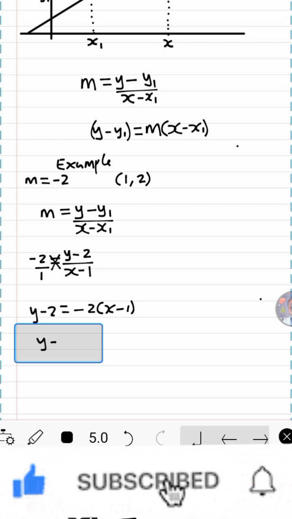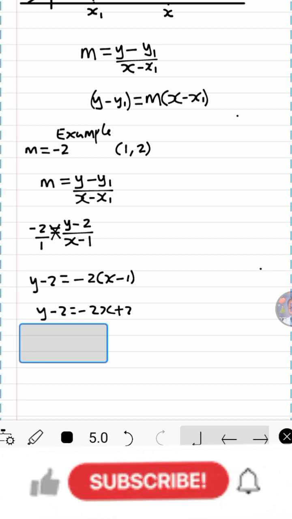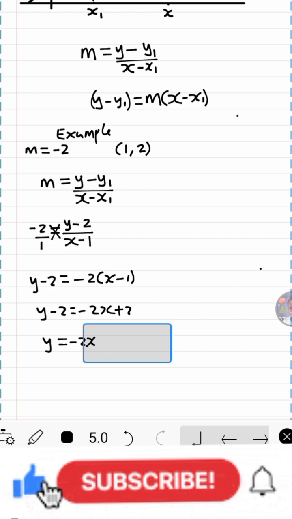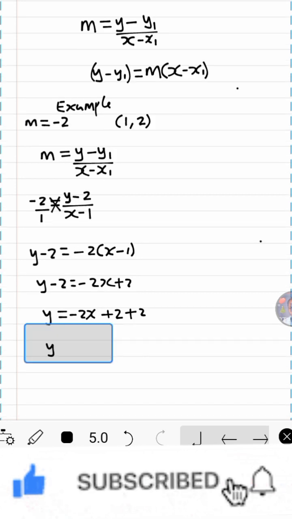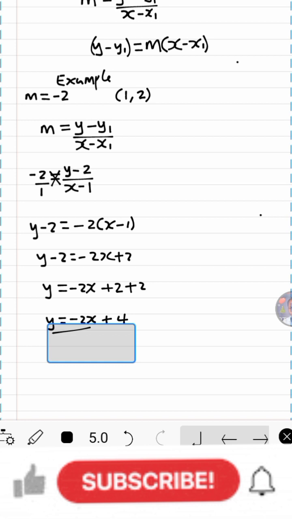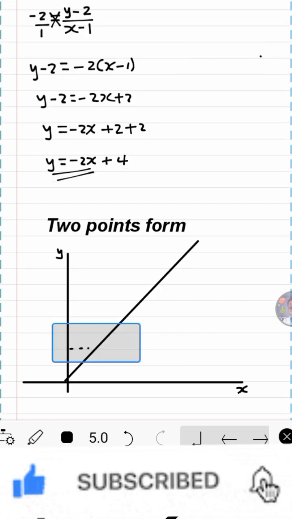Therefore, y minus 2 is equal to minus 2x plus 2. Let's take 2 to the other side. We have y is equal to minus 2x plus 2 plus 2. y is equal to minus 2x plus 4. This is the equation of the line that has a slope of minus 2 and passes through point 1, 2. As simple as that.